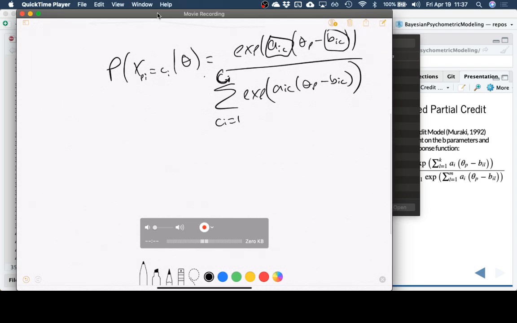So typically, if you read, going back to Darrell Bock, 1970, 72, I can't remember, 70? 72. 70, I think it is. Anyway, he liked to say the sum of the a's equals the sum of the b's equals 0. So there's a sum to 0 constraint across the categories, right, for it.